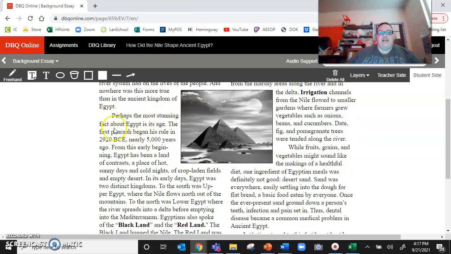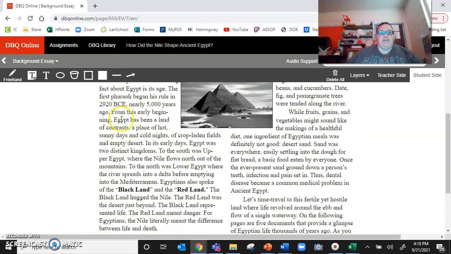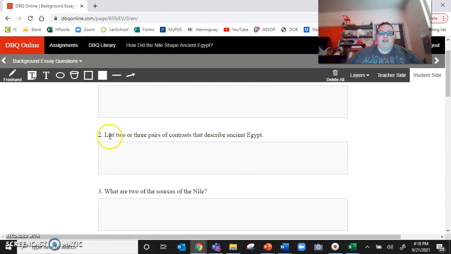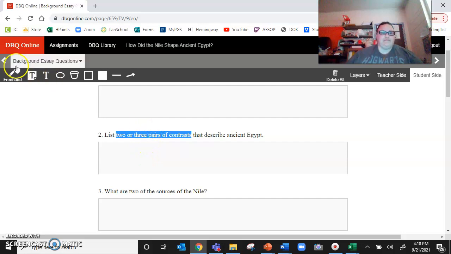Perhaps the most stunning fact about Egypt is its age. The first pharaoh began his rule in 2920 BCE, nearly 5,000 years ago. From this early beginning, Egypt has been a land of contrasts, a place of contrasts. There's the word. Okay, going back to the question, I know that we are going to list 2 or 3 pairs of contrasts that describe ancient Egypt. So we can't answer it yet. We've got to keep reading.